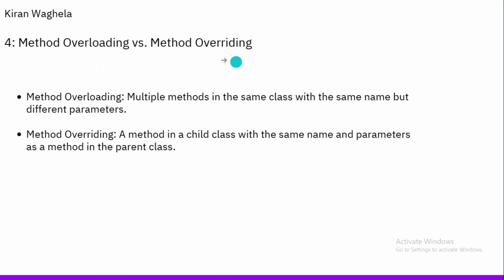Method overloading and method overriding. Method overloading means multiple methods in the same class with the same name but different parameters. Method overriding means a method in a child class with the same name and parameters as the method in the parent class.